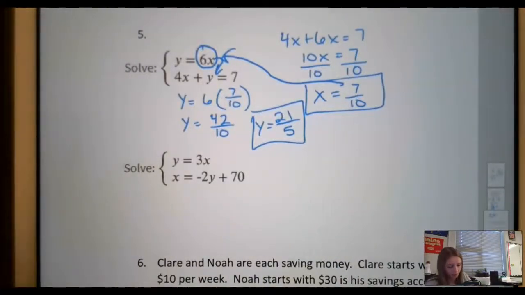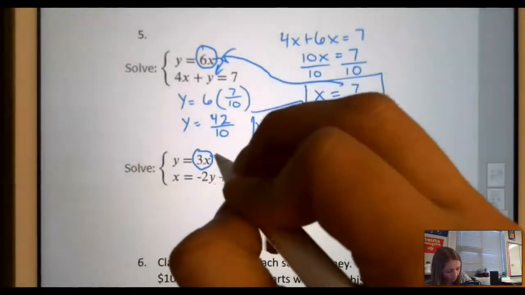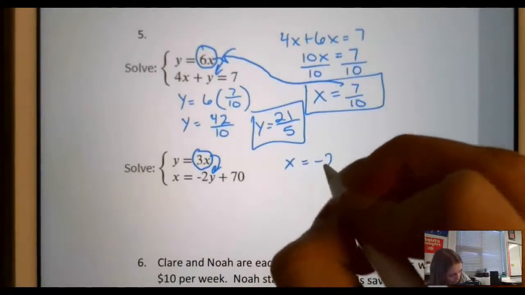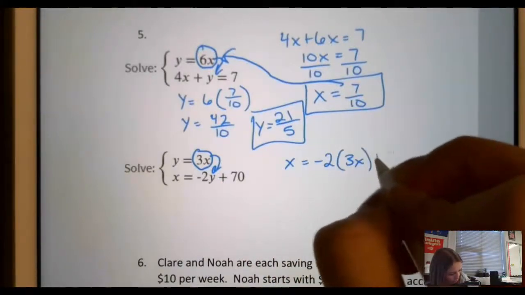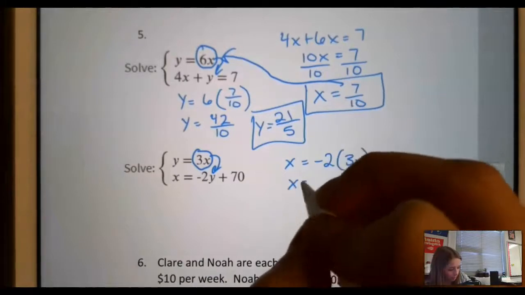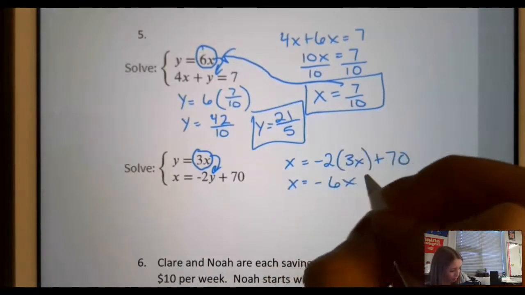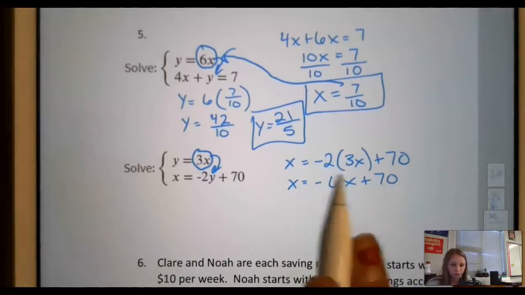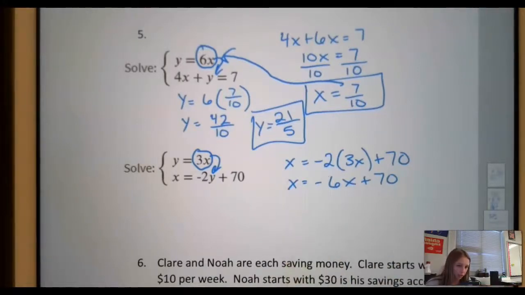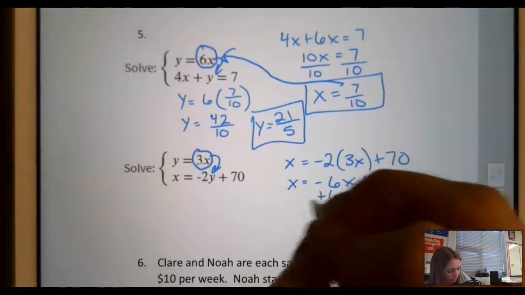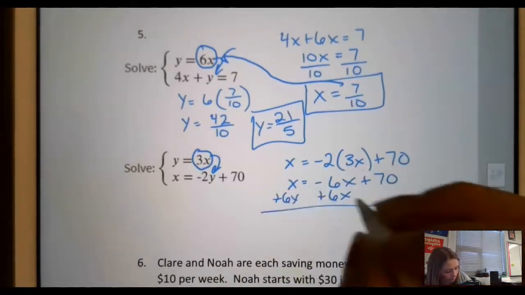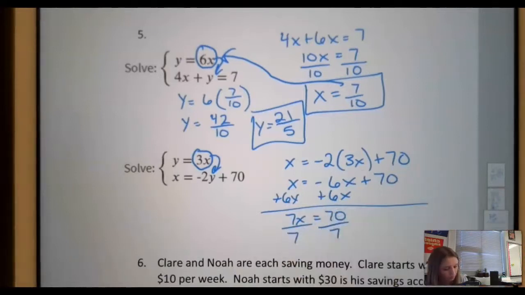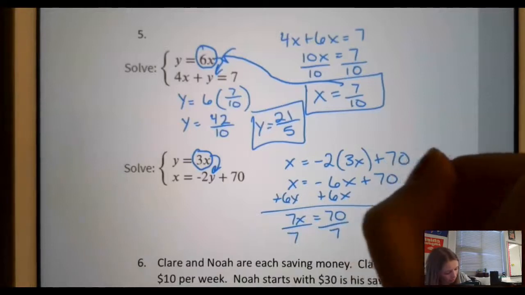Alright, next we have y equals 3x. I can sub that in for y. So I have x equals negative 2 times 3x plus 70. X then equals negative 6x plus 70. Now, which one is my like term? Well, negative 6x is my like term with x. So I'm going to add 6x. So I end up with 7x equals 70. Divide both sides by 7, and x equals 10.